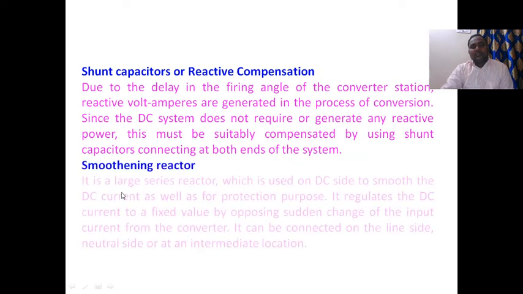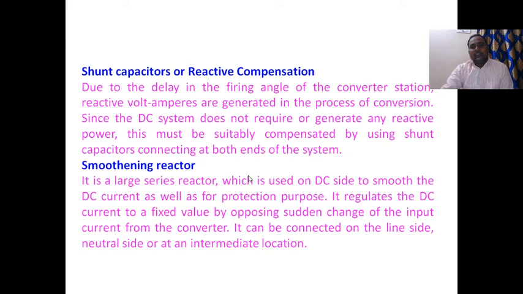Smoothing reactor. It is a large series reactor which is used on the DC side to smooth the DC current as well as for protection purposes. It regulates the DC current to a fixed value by opposing sudden change of the input current from the converter. It can be connected on the line side, neutral side, or at intermediate locations. This serves two purposes: one is protection, and the other is that it does not allow over currents.